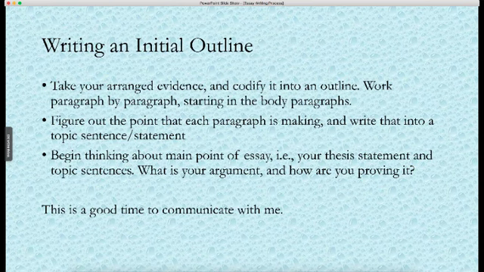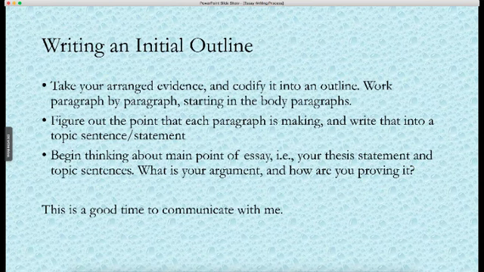Once you figure out the overall point of each paragraph, write that into a topic sentence or statement. You're probably going to change this as you write your body paragraphs themselves, but what's the prevailing idea of each paragraph? And after you've gotten each paragraph's main idea, what's the main point of your essay? What's your thesis statement going to be? What do you want to argue? And how are you going to prove it?